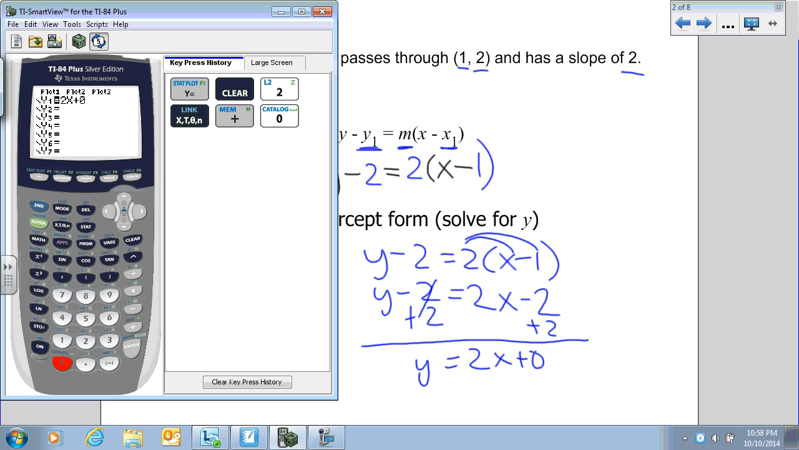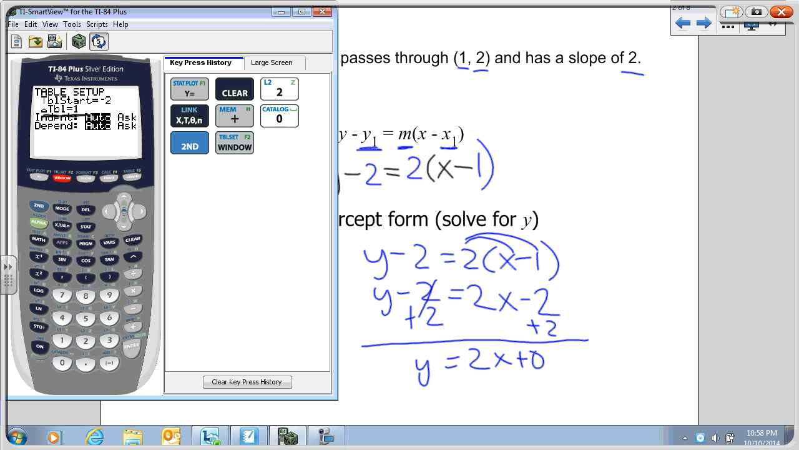And now what I want to do is look at my table. I'm going to go to table set, and let's check for some settings. I'm starting at -2, that's fine. My delta table, we talked about this with slope, is 1, and that's what I want it to be. And I want my independent and dependent variables to be on auto. I want the calculator to automatically fill those.